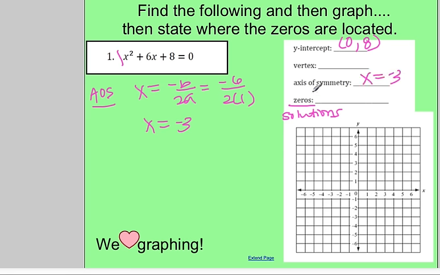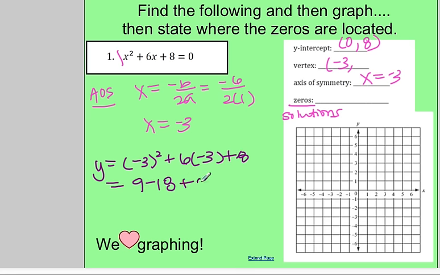Then remember, to find our vertex, we take that negative 3, plug it into our equation, and we'll see what we get out. So y is equal to negative 3 squared plus 6 times negative 3 plus 8. This gives me 9. 6 times negative 3 is negative 18, plus 8. 9 minus 18 is negative 9. Negative 9 plus 8 is negative 1. So we have the vertex is negative 3, negative 1.